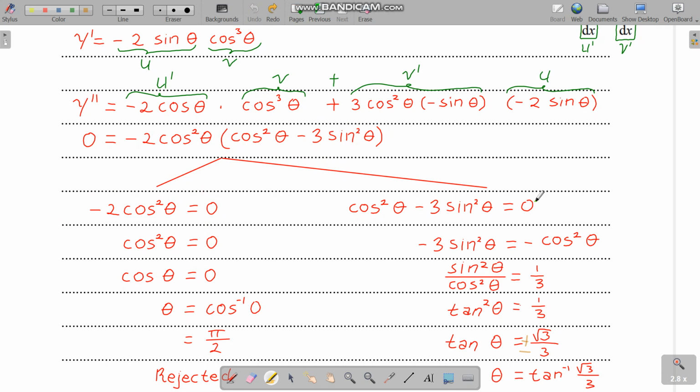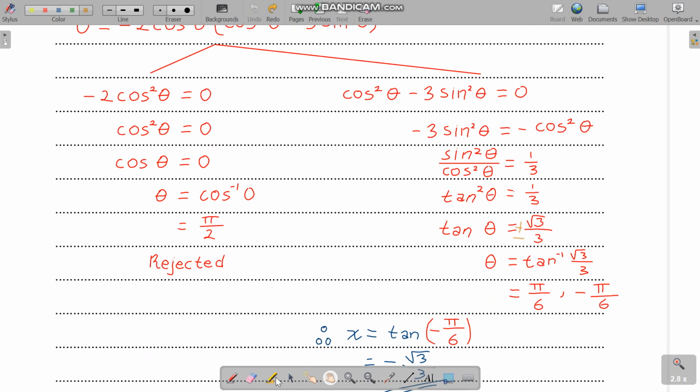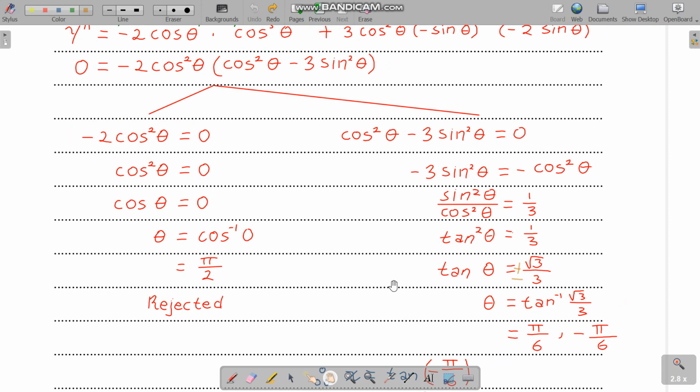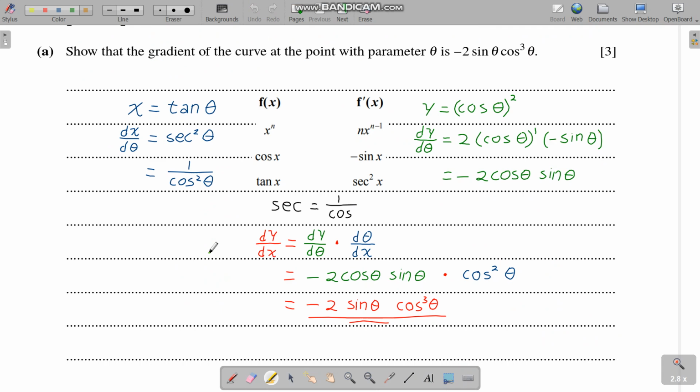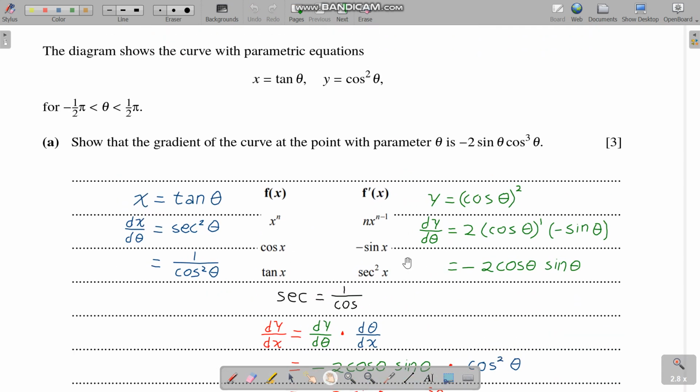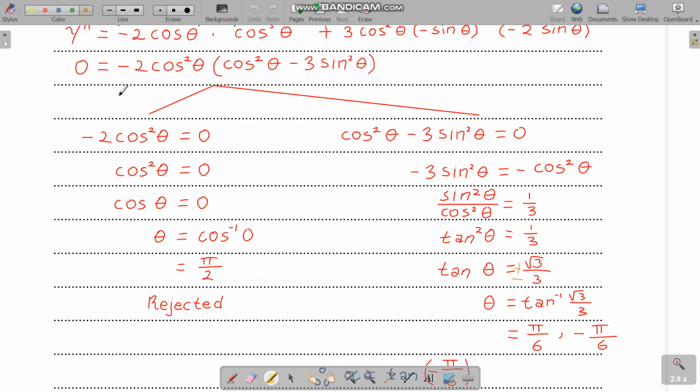From the first thing equals 0, we have minus 2 cos squared equals 0. We can divide by minus 2, and then we take the square root, so we have theta equals inverse cos 0, which is pi over 2. This is rejected because the domain does not include pi over 2. You see here the domain, theta cannot be pi over 2, so that's why it's rejected.